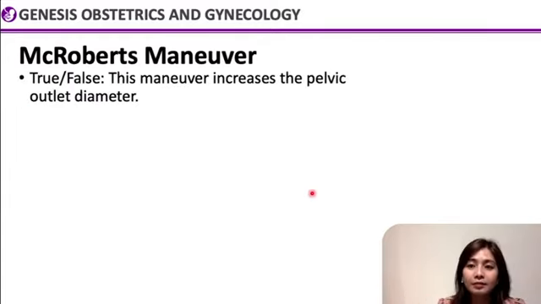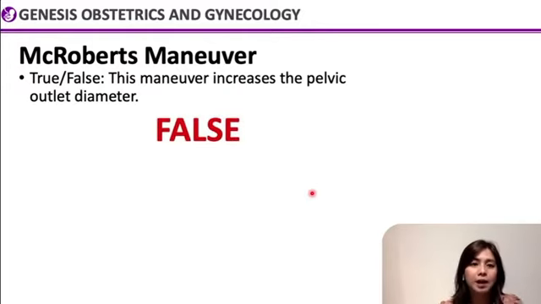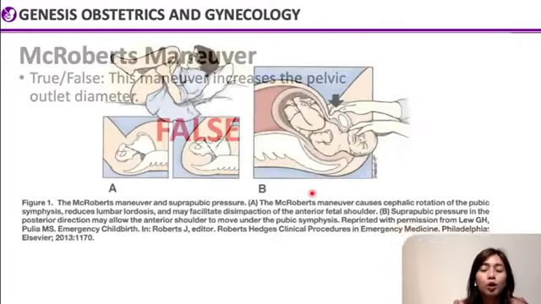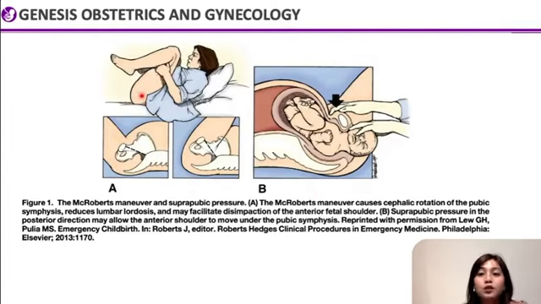So first, what do you mean by McRoberts maneuver? So before answering that, let me ask you a true or false question. So true or false? This maneuver, the McRoberts maneuver, increases the pelvic outlet diameter. So the correct answer here is false, and this is according to Williams. So ano muna yung McRoberts maneuver? So McRoberts maneuver, ang ginagawa mo is you hyperflex the hips of the mother such that the legs are pushed towards the maternal abdomen. So ganito, no? So sariling sikap dito si mother. Ideally, may tig-isang assist na nag-hyperflex on each side.